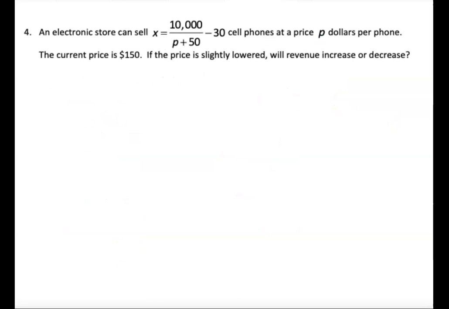All right, let's take a look at this one. Next example: an electronic store can sell X equals 10,000 over (P plus 50) minus 30 cell phones. This is the demand function. This is our F of P, at a price P dollars per phone. The current price is 150. If the price is slightly lowered, will the revenue increase or decrease?